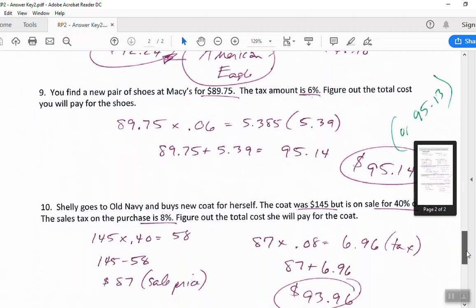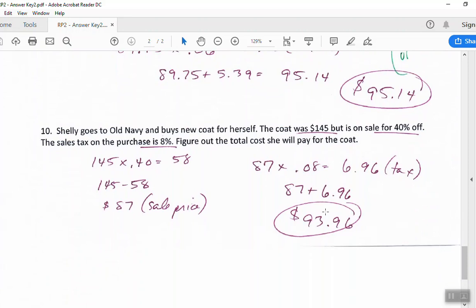The last one, though, you had to take it a little further. You had to figure out a sale price first, and then you had to figure out tax on that. So start with the cost of the coat. Multiply it by the discount as a decimal. You're saving 58 bucks. That's what that represents. You subtract that 58 bucks from the coat, and the sale price is right here, $87. That's a pretty good deal.